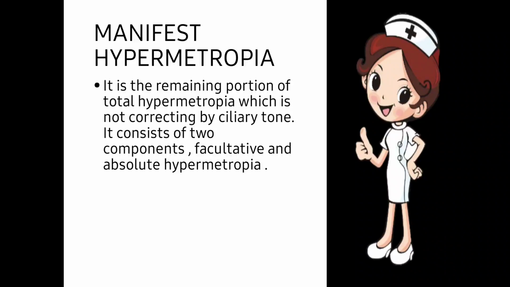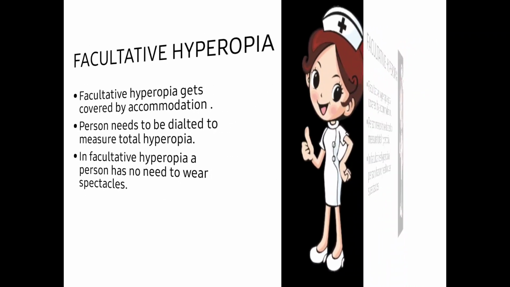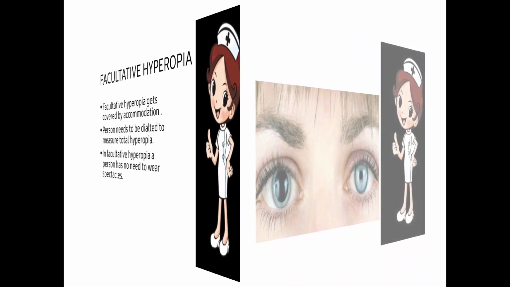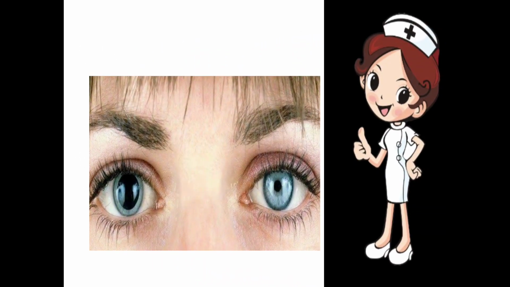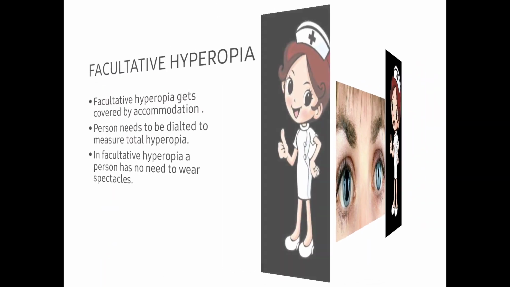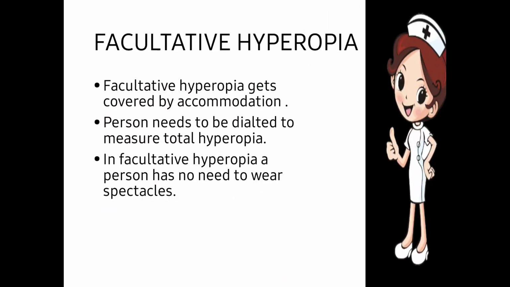It consists of two components. First one is facultative hypermetropia and the second one is absolute hypermetropia. Okay, in case of facultative hypermetropia, it gets covered by the accommodation. The person needs to be dilated to measure the total hyperopia. In facultative hyperopia, a person has no need to wear spectacles. So in case of this, first of all we will dilate the patient, and next we will see the amount of the hypermetropia.